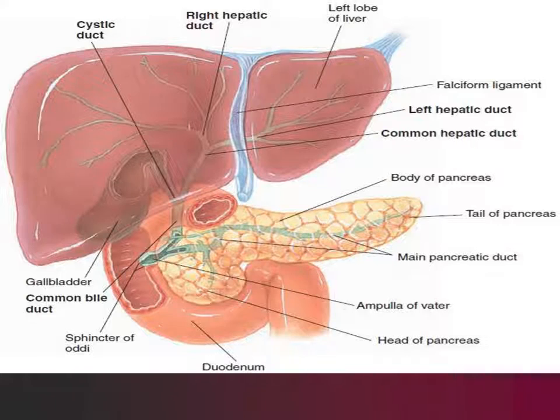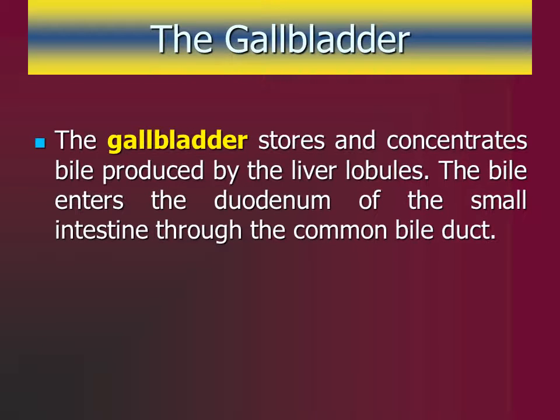As you can see, this is the anatomy of the liver. The gallbladder. The gallbladder is a pear-shaped sac about 3 to 4 inches long located in a depression of the surface of the liver. Its lining, like the stomach, has rugae that allow it to expand and fill with stored bile. The gallbladder's function is to store and concentrate the bile produced by the liver lobules until it is needed in the small intestine. The bile enters the duodenum through the common bile duct.